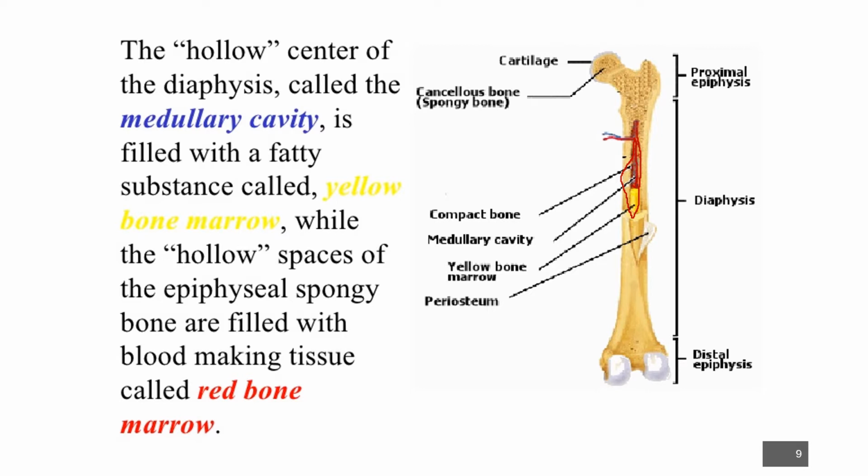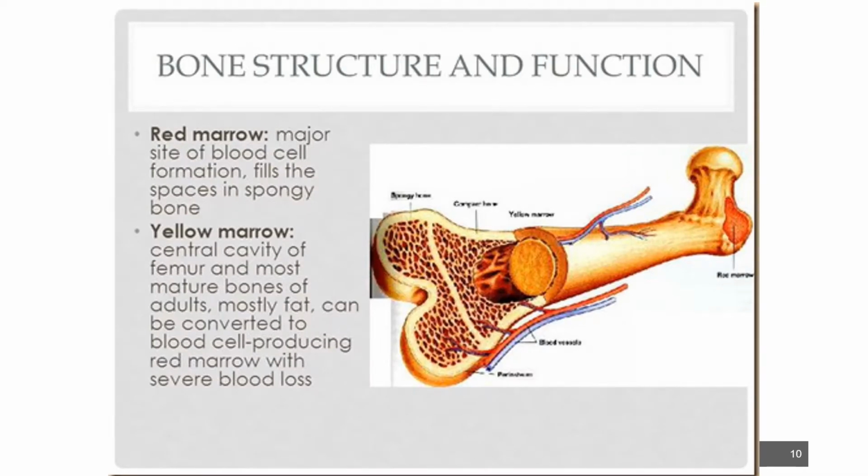Okay, and then right here, you'll find more of the red bone marrow in the epiphysis. So again, this portion is the red marrow, and right here, this portion is the yellow marrow. And again, red marrow is the major site of blood cell formation and fills the spaces of the spongy cavity. This is the spongy cavity right here. Maybe I'll use another color. Yeah, why not green? Okay, so this is the spongy cavity.